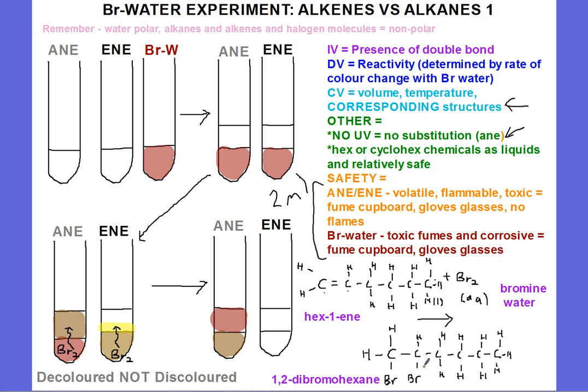So we have one bromine there, there's all single bonds now, and the name of this chemical is 1,2-dibromohexane.